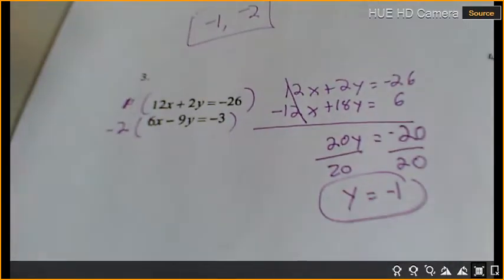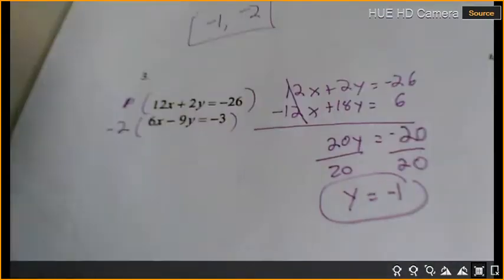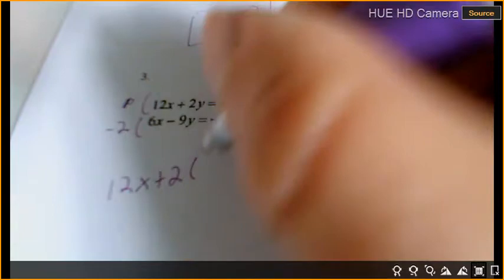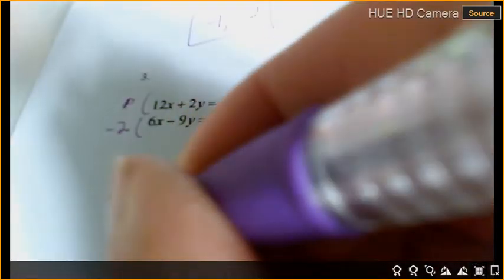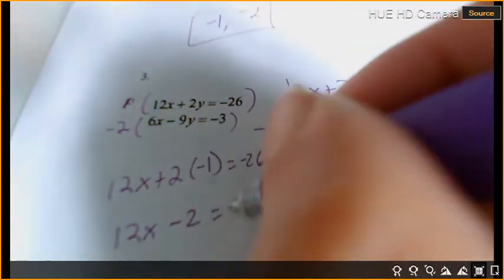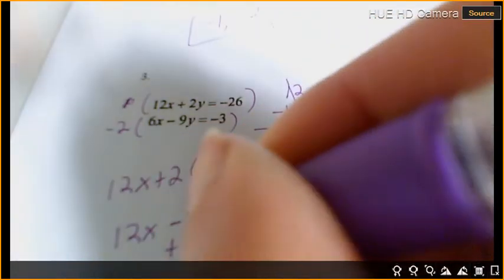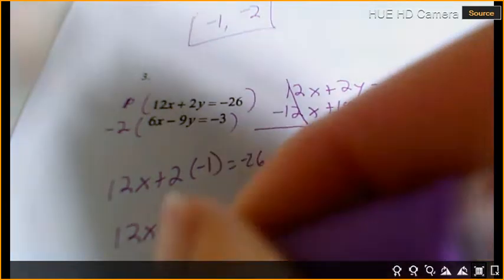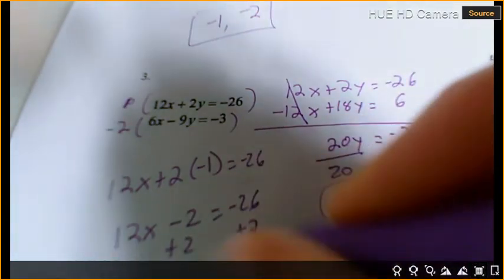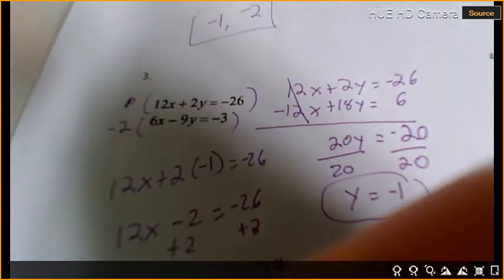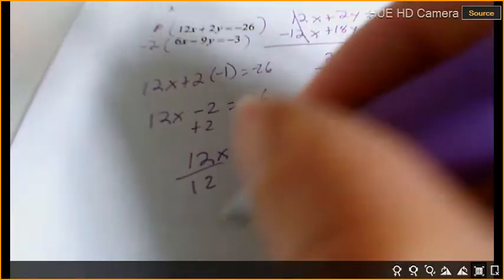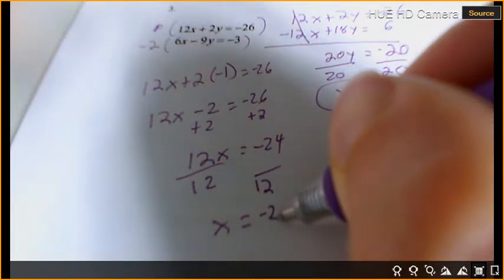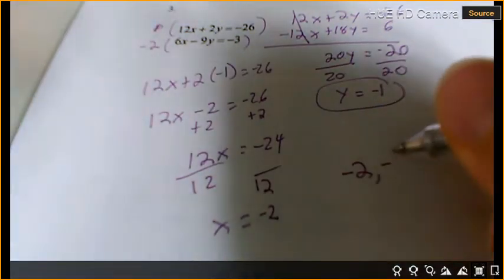Now I'm going to plug that in. It doesn't matter which one you plug it into. I'm going to do the first one. 12x plus 2 times negative 1 equals negative 26. 12x minus 2 equals negative 26. Add 2 to both sides. 12x equals negative 24. Divide by 12. X equals negative 2. Negative 2 comma negative 1 is my answer.